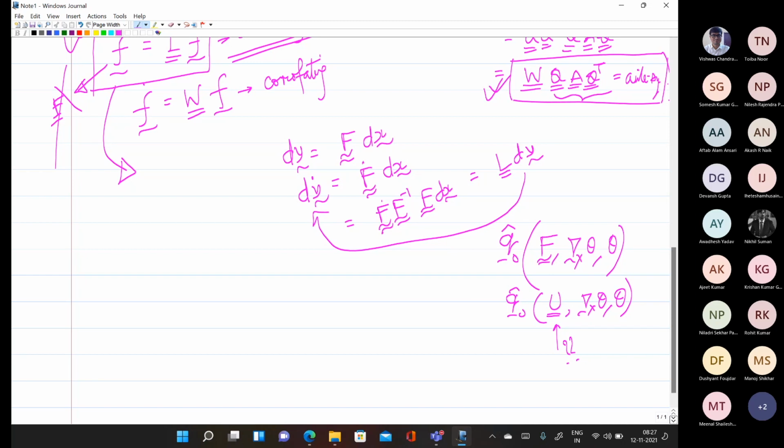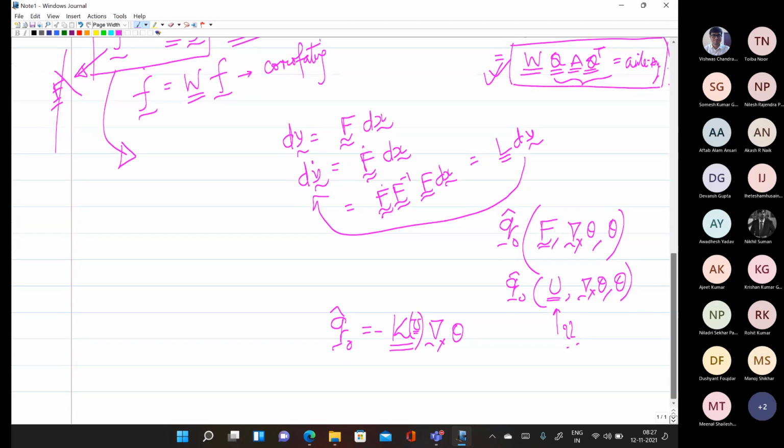I guess one of the ways could be, for example, the generalized Fourier law says that Q naught is some second order tensor K times grad theta, with a minus sign. So this U dependence you can bring in this K. And then you can say that as the body undergoes deformation, the K would change.